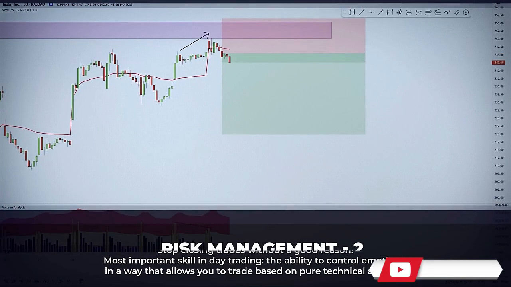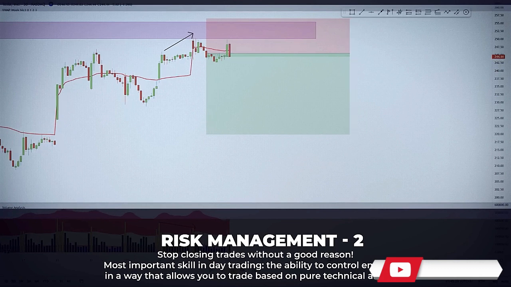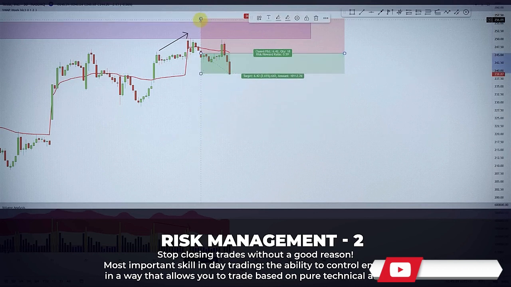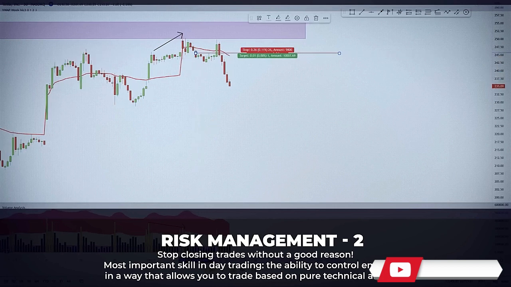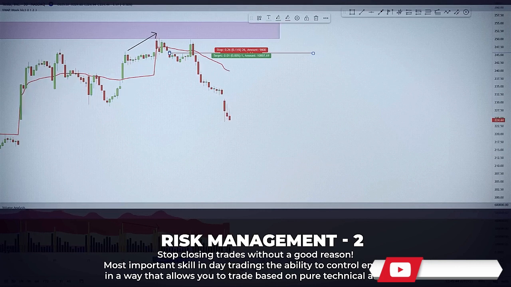Second tip is to stop closing trades without a good reason. Have you ever exited a trade due to a fear of giving back unrealized profits, only to see the market continue in your intended direction? I'm sure you have. This is something every day trader has to master. The ability to control emotions in a way that allows you to trade based on pure technical analysis.